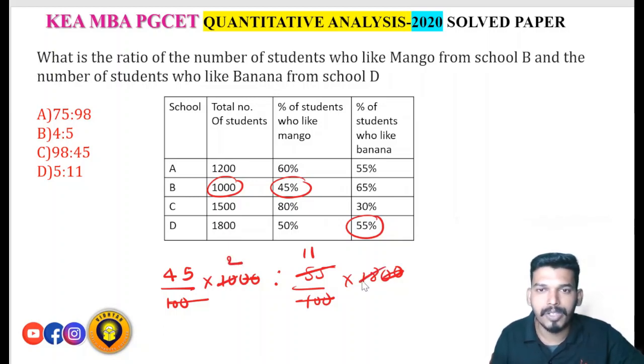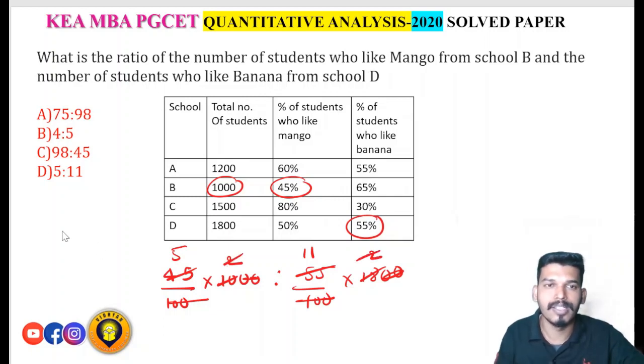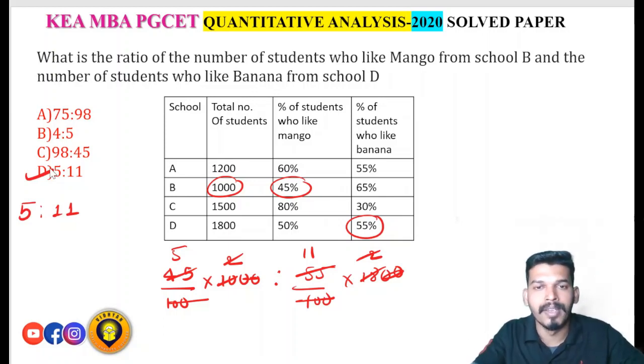5 elevens are... 5 twos are, right? 9 twos are 18. 9 fives are 45. 2 and 2 will get cancelled. So finally, the ratio involved is 5:11. So option D is the answer. Next one.